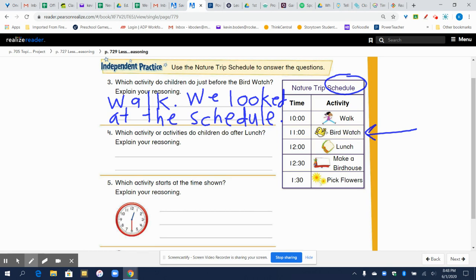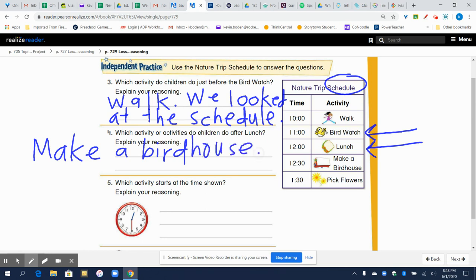Number 4 says, which activity or activities do children do after lunch? First thing we have to do is find lunch. So what do they do after lunch? Wow, yeah, they do a couple of things, don't they? First, they, ooh, the sneaky E on that word. They make a birdhouse. So the first thing they do is make a birdhouse. So you please write on the line a little bit neater than Mr. B because I can't. So they make a birdhouse, period. That birdhouse is a compound word. And what else do they do?